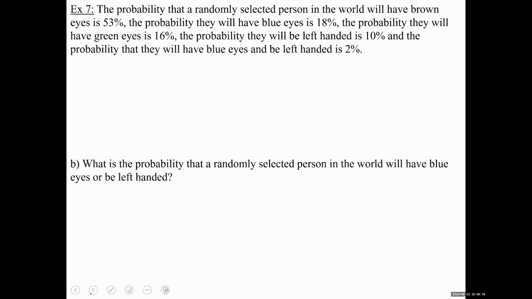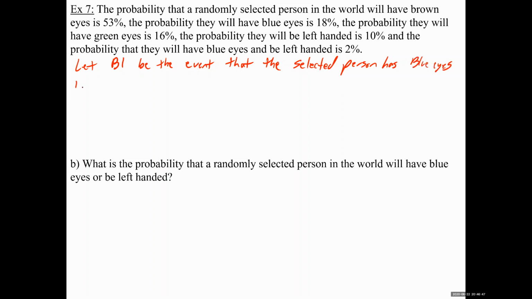Let me move forward so I can see what else we need. We need blue eyes and left-handed. Okay, I'll write it here. Let BL be the event that the selected person has blue eyes. And then we need left-handed, so I'll just use L for left-handed. Let L be the event that the selected person is left-handed.